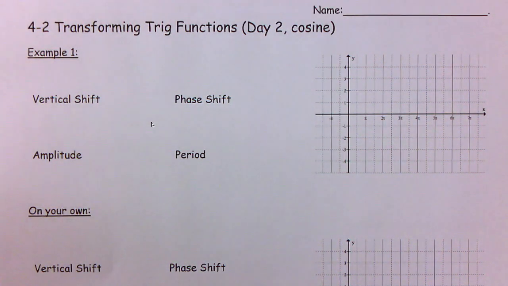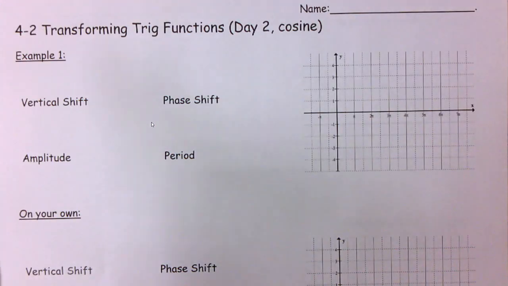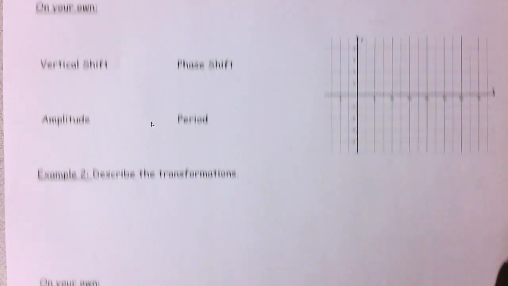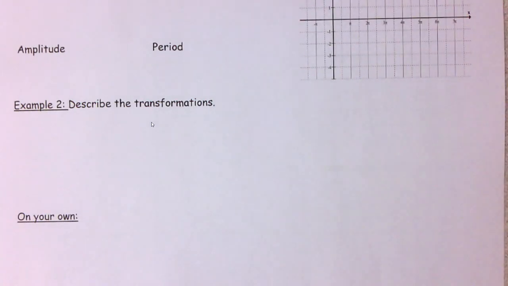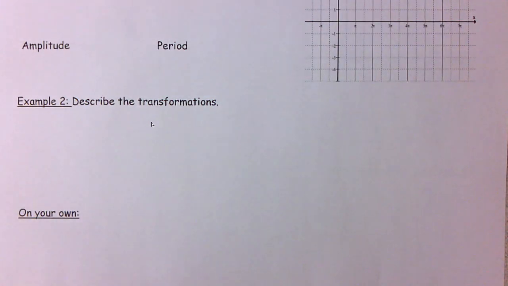Hello. We are going to keep working through these 4-2 notes. So if you could get the notes out from 4-2, day 2 cosine, and then we are down here at example 2. Okay. So I'll give you a trig function, and you just have to explain how the graph moves.